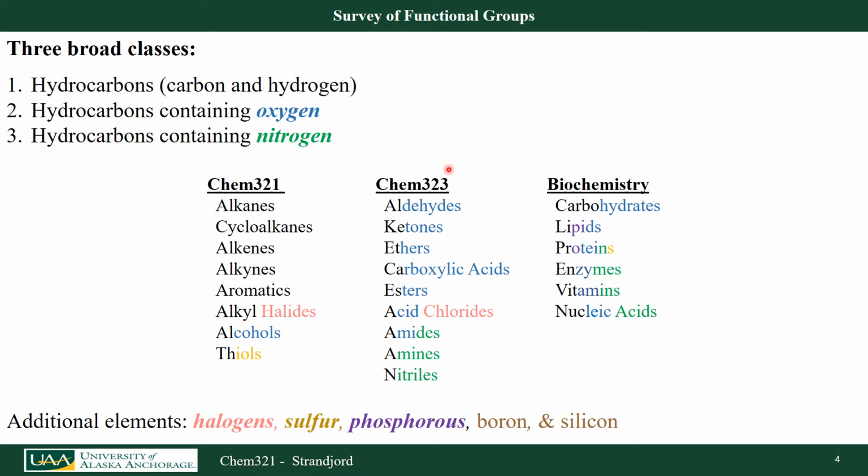Next semester, we're going to be talking about a number of other functional groups. However, we will see all these functional groups this semester because we're going to be talking about the chemistry of alcohols and how we make them into aldehydes. So we need to know these functional groups this semester also. And when you take biochemistry, which I hope you do, all these functional groups are part of carbohydrates, lipids, proteins, enzymes, vitamins, and nucleic acids.